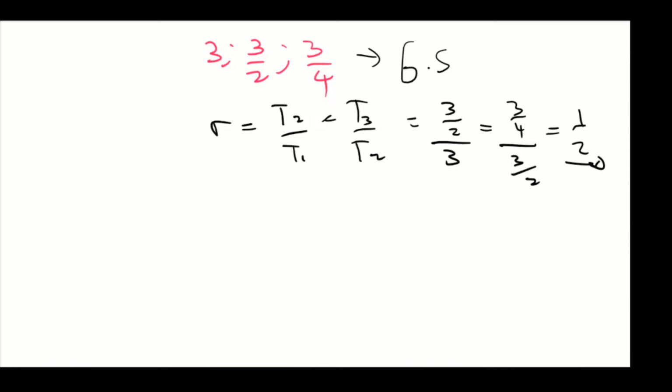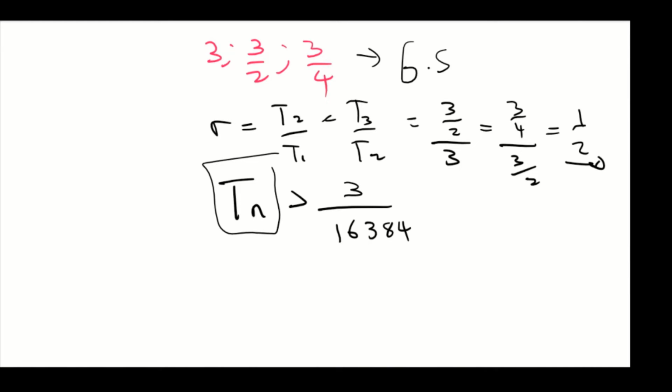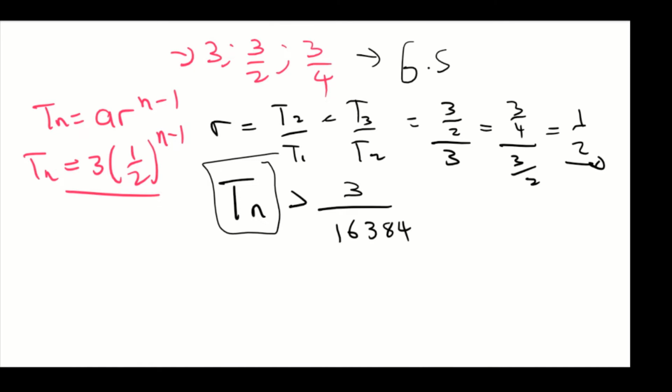But consider that the question says we must find the value of n when Tn is greater than 3 over 16384. So we need to first find this Tn here. The Tn of a geometric sequence is ar to the power n minus 1, and our value of a is this 3 here. So it's going to be 3 into our r, which is 1 over 2, to the power n minus 1. So this is our Tn. So we're going to replace it here.